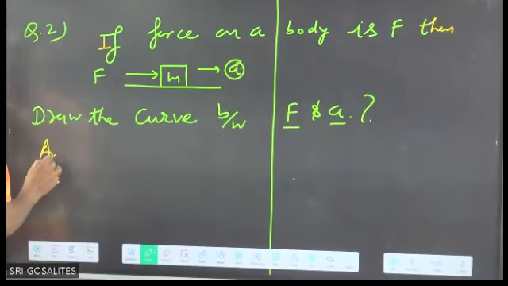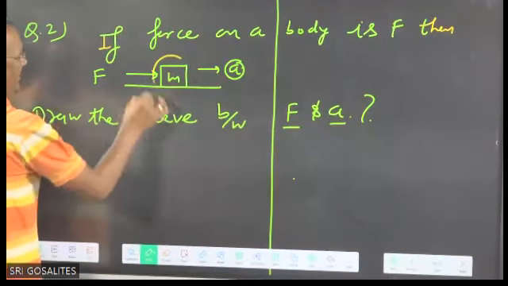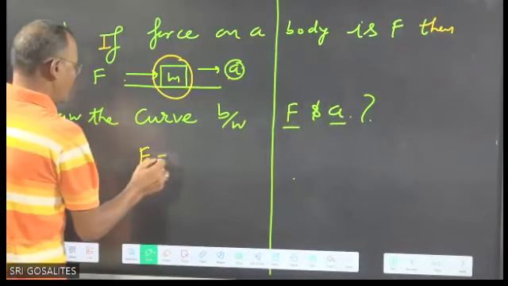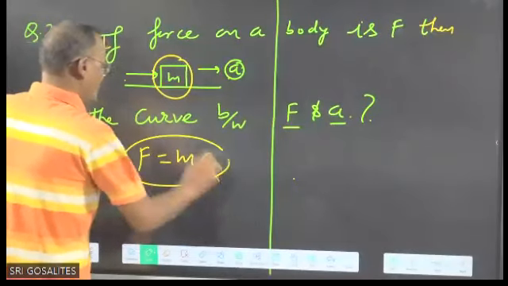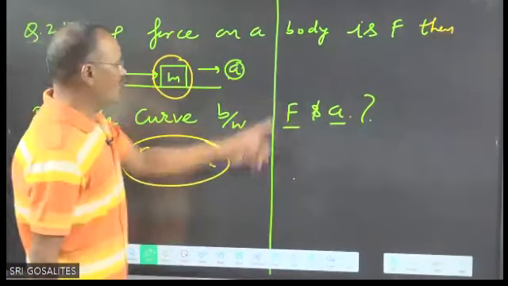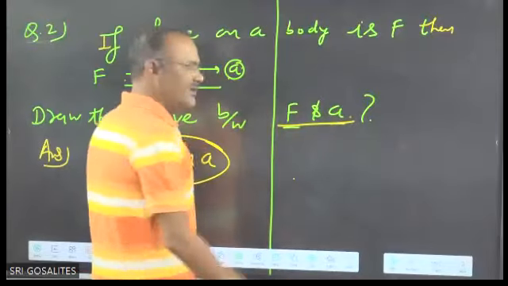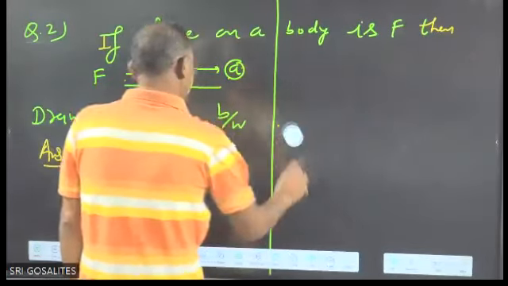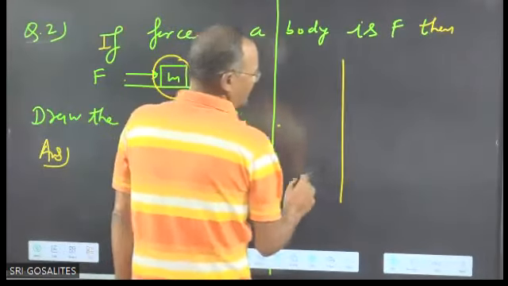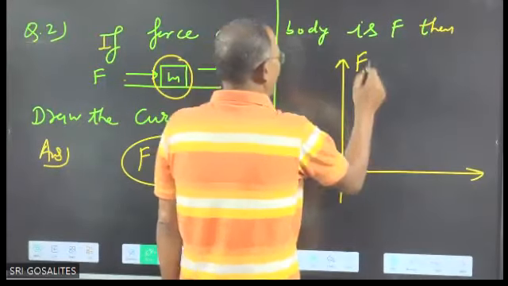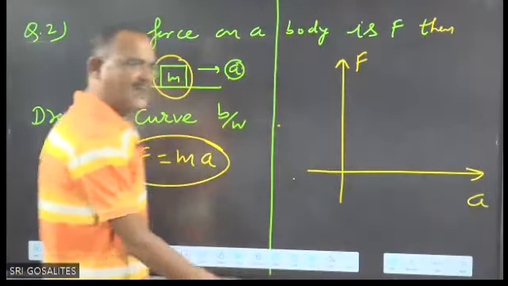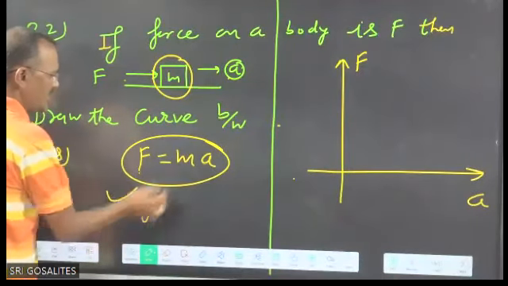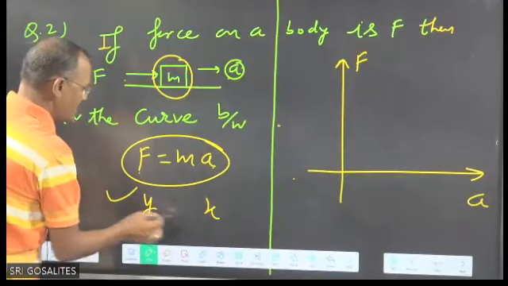You all are intelligent. Whenever you apply force on a body and it starts moving with acceleration A, then F equals ma. What we have been asked is to draw the graph between F and A. F is the force, A is the acceleration. So, bacho, we can take the force on Y and acceleration on the X.